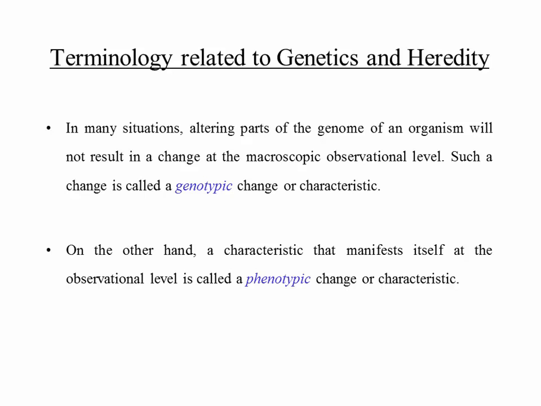On the other hand, a characteristic that manifests itself at the observational level is called a phenotypic change or characteristic, right? So somebody's DNA change, that's a genotypic change. But after the DNA change, if that person gets cancer or a tumor, that's very much a phenotypic change because you can see that happening at the observational level. Or if the person falls sick, that's a phenotypic change. So genotype and phenotype, right?